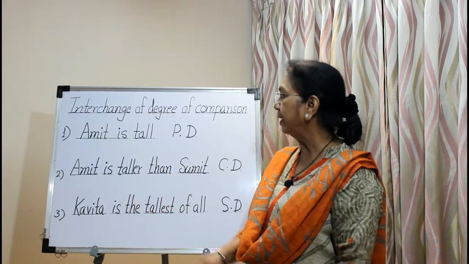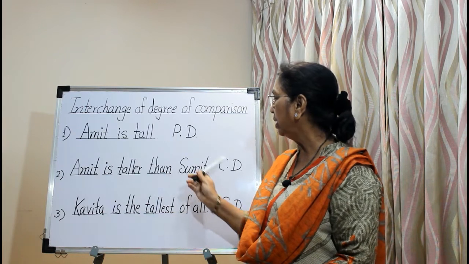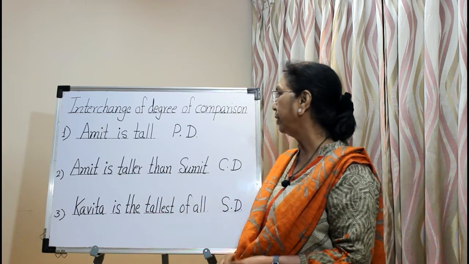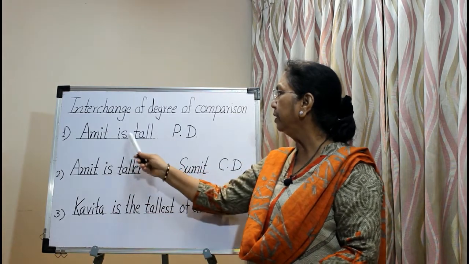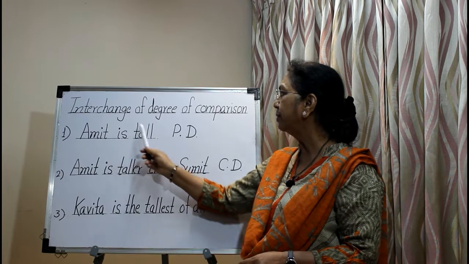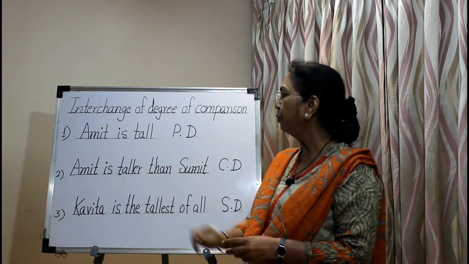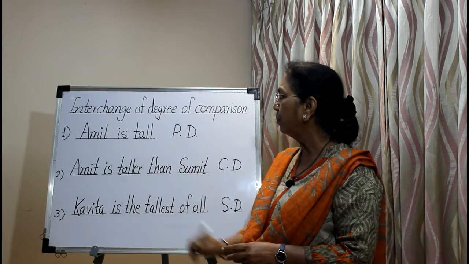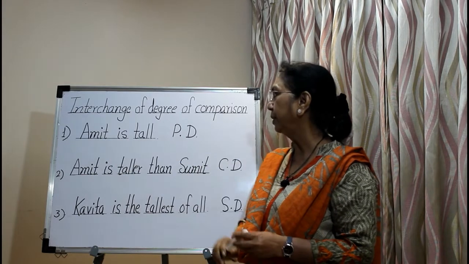Now see the sentences of positive degree, comparative degree and superlative degree. Amit is tall. It is a sentence in positive degree. It is a simple statement. The adjective is used in its basic form. It describes the noun Amit.